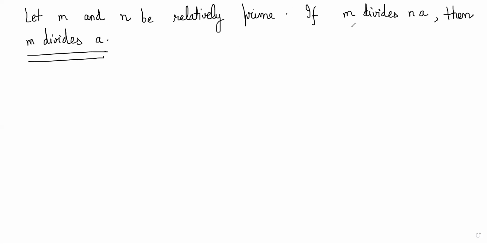Relatively prime again. If M divides N times A, then M divides A. The idea is pretty obvious. If M is dividing the product of N and A, since we know that M and N are relatively prime, it cannot be that M is dividing N because the GCD of M and N is 1. So how is M going to divide NA if it cannot divide N? It must divide A, right?